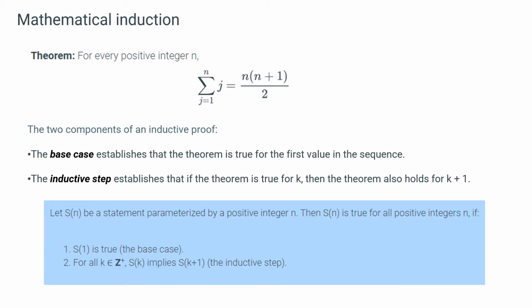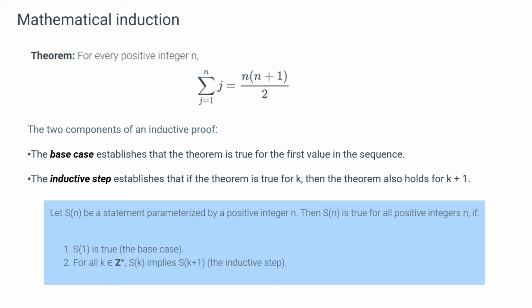And here's the way our book states it. It says, let S of n be a statement parameterized by a positive integer n. Well, this is a statement up here, this theorem, this equation. It is a statement that's parameterized by a positive integer n. We have n here. Then it says, S of n is true for all positive integers n if S of 1 is true. That would be the base case. So up here we would be looking to prove that if we put a 1 in place of n, this is true. If we can show that that's true for n equals 1, then we will have proven the base case.